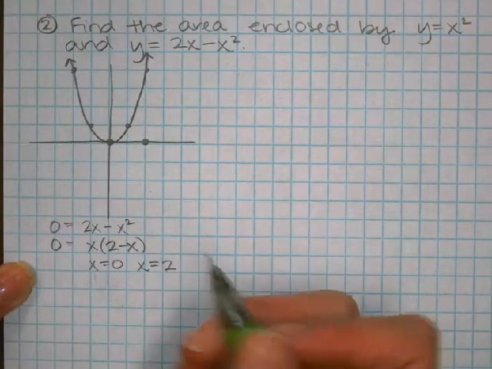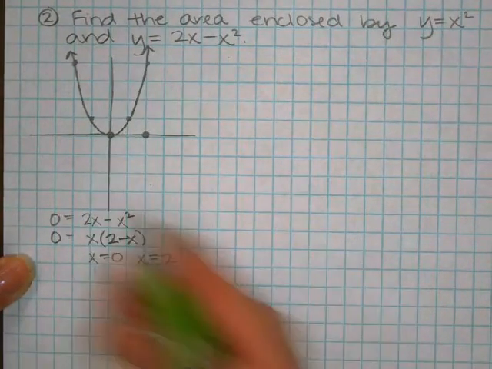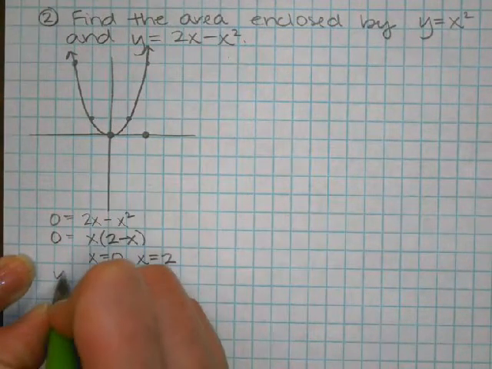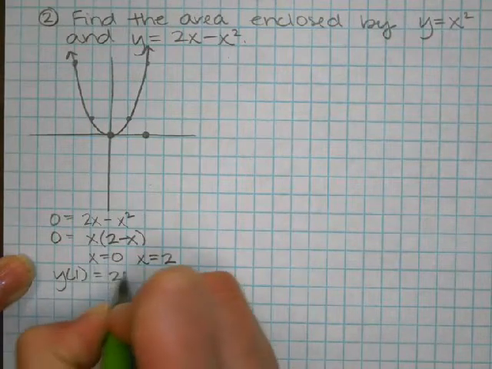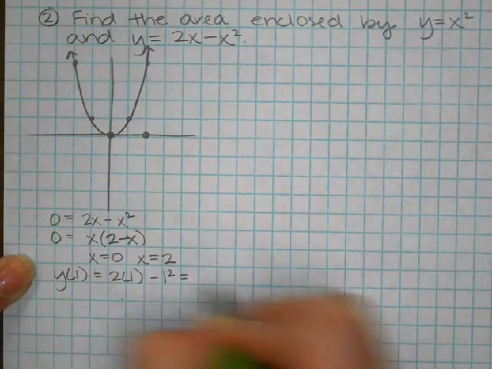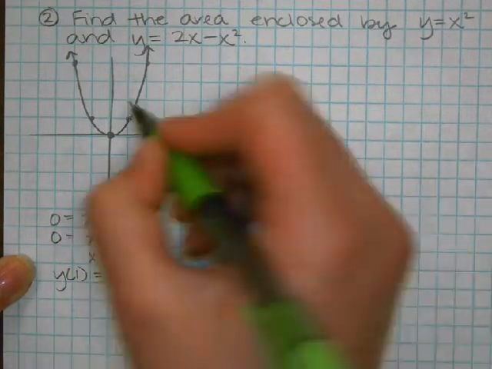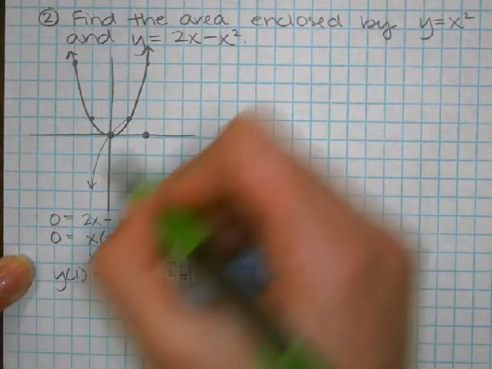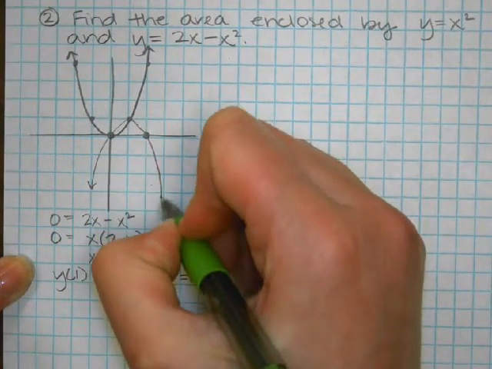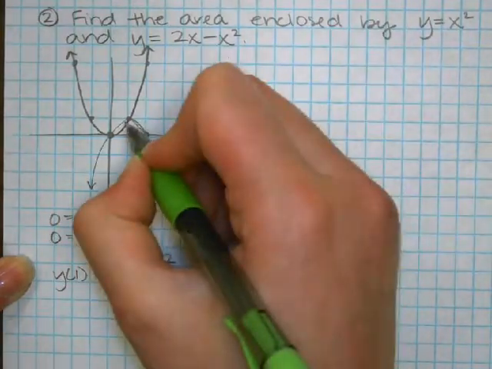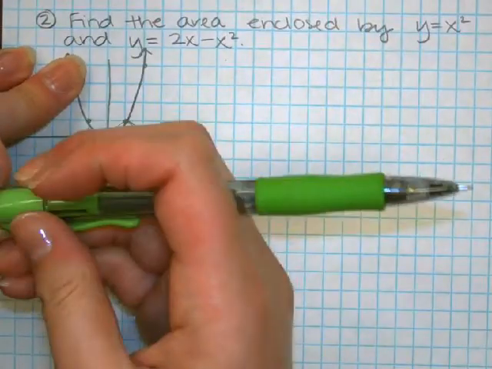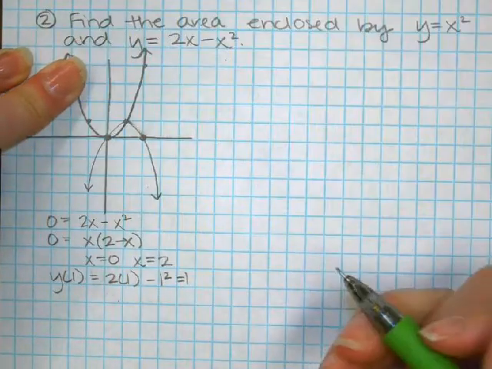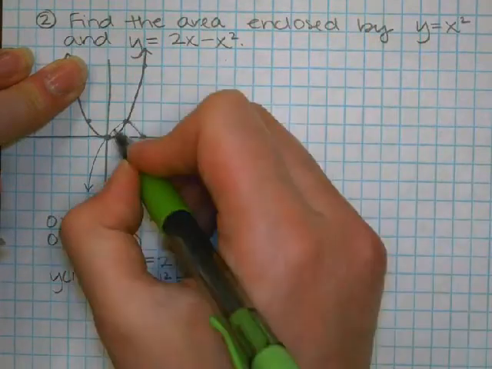But to find the y-coordinate to see if that really is the vertex right there, I just need to take that 1 and plug it into the function. So I'm going to say, plugging in 1, that gives me 2 times 1 minus 1 squared, which is in fact 1. And so this right here is the vertex of our parabola. Oh gosh, my drawing wasn't great. Okay, so that means that the area that I'm trying to find is the area enclosed by these two, so that means that's this little piece right here.